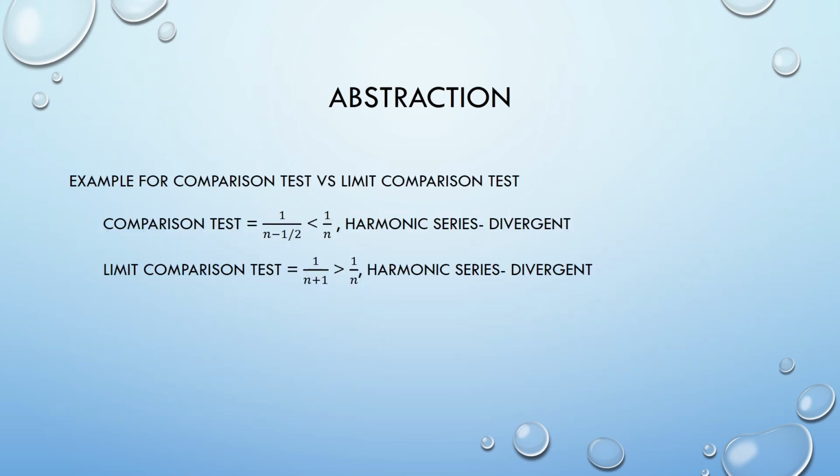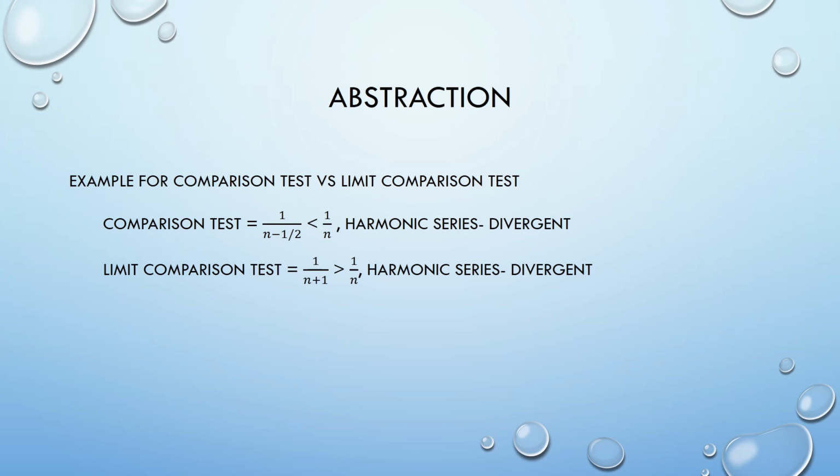For this example, we will compare comparison test versus limit comparison test. In this example, they are both harmonic series and they are both divergent. In comparison test, as you can see here, if b sub n is greater than a sub n, then we can use comparison test. But in limit comparison test, if a sub n is bigger than b sub n, even if it is harmonic series, then we will use limit comparison test.